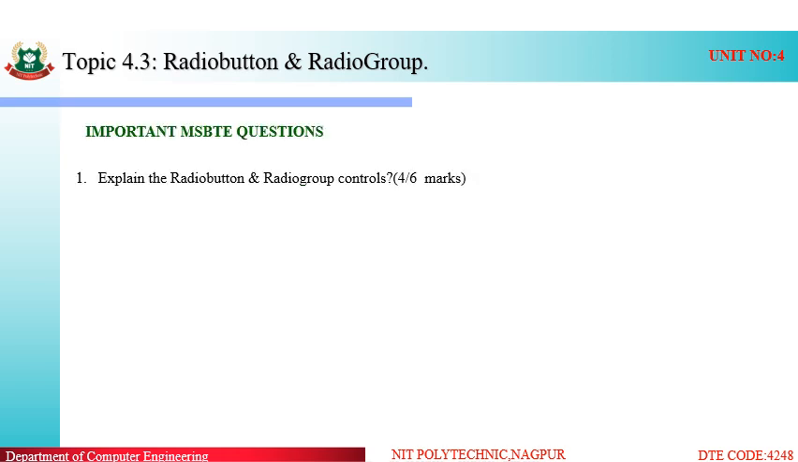So the important MSBTE related questions are: explain the radio button and the radio group control, and list the different attributes of radio button while designing the UI in Android.